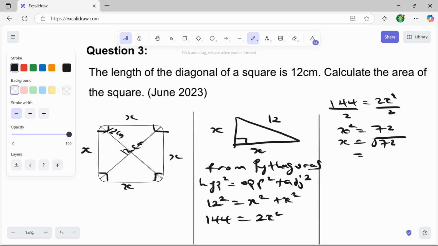So the square root of 72, I want to do it in terms of surd. That will be 36 times 2, right? Because 36 times 2 is also 72. So I can find the square root of 36 easily. And that will be 6 root 2. So that is the length of one side.